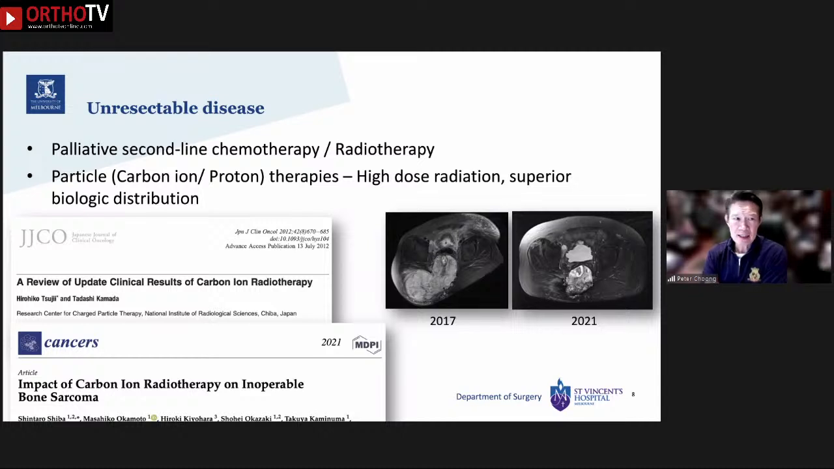In terms of unresectable disease, then palliative second-line chemotherapy is the fallback we usually have, and we give more radiotherapy. But I think with the advent of particle therapies, particularly carbon ion and proton, there's been a real change in the mindset as well as algorithms of how you might treat. And our colleagues in Japan really have been the absolute forerunners in this.